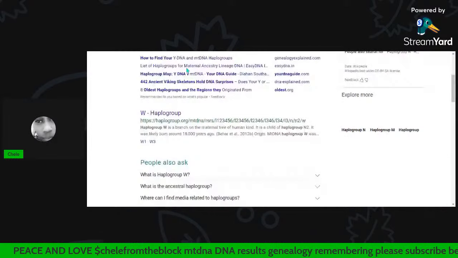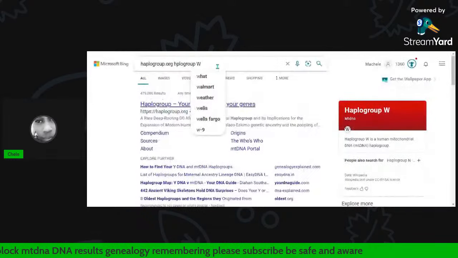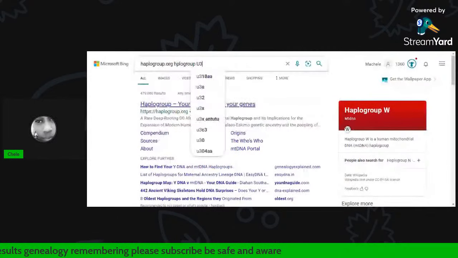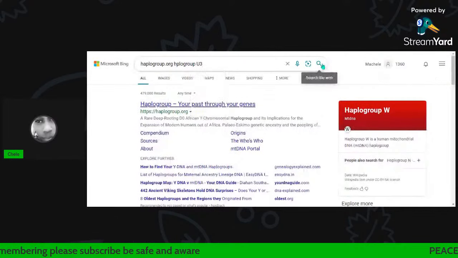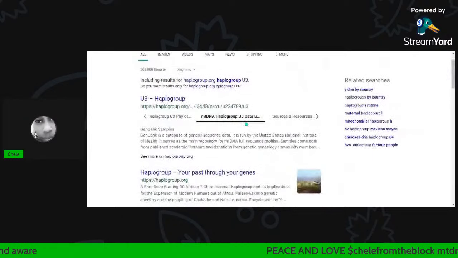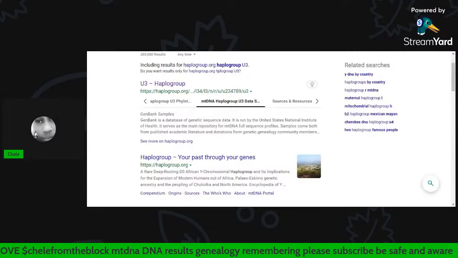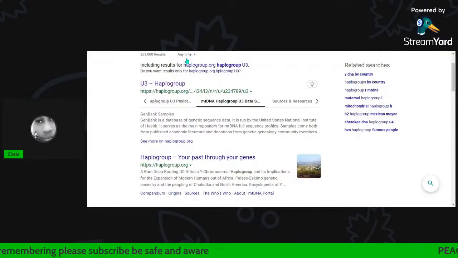U3. Let's see what U3 is. And yes, I spelled haplogroup wrong and they still gave it to me. Haplogroup.org, mtDNA. I love this site. I'm gonna do it right this time without a flinch.